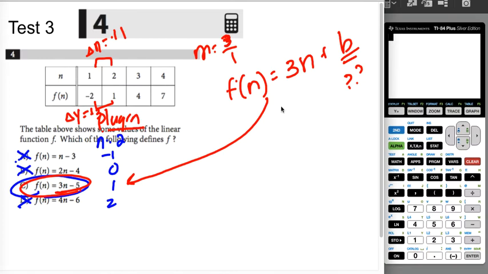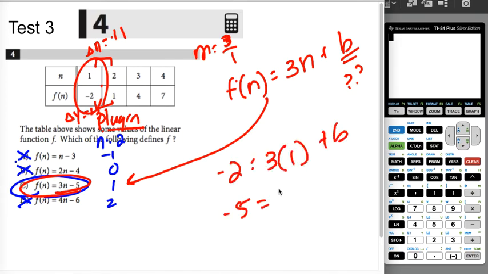And then the last option, if you really stubbornly wanted to find b, or if there were other answers in this problem that had the same slope, you could certainly plug in a point. You could use this point, for instance. So you could say negative 2 equals 3 times 1 plus b, so negative 5 is your b, and that's how you would get this answer.